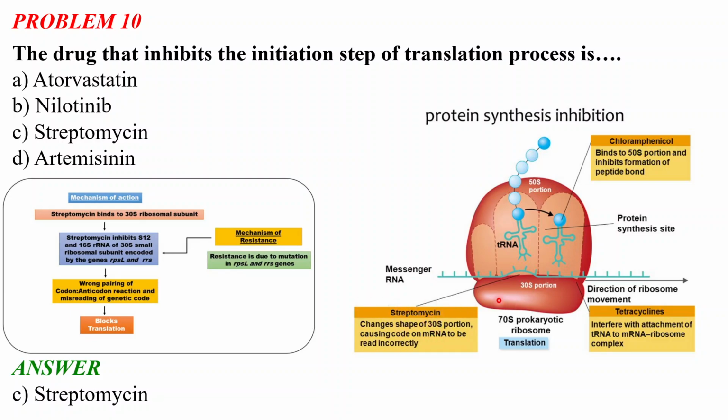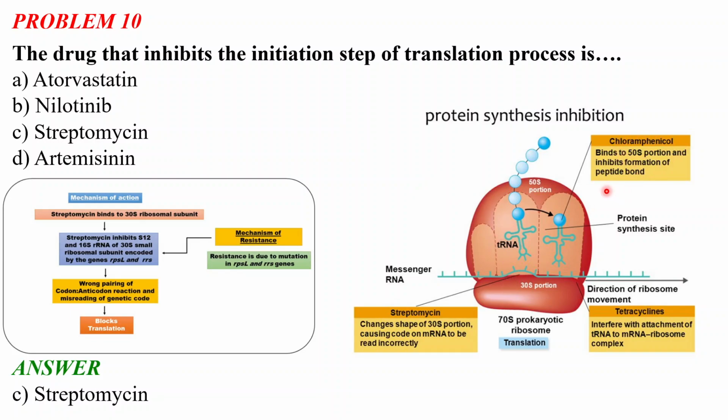So, what does streptomycin do? Basically, streptomycin changes the shape of the 30S portion, causing the code of the mRNA to be read incorrectly. Since streptomycin is bending the mRNA, the tRNA cannot read the particular codon with its anticodon sequence, and this blocks protein synthesis. This is the initiation step. The initiation step is when the codon-anticodon interaction happens, and this is inhibited by streptomycin.